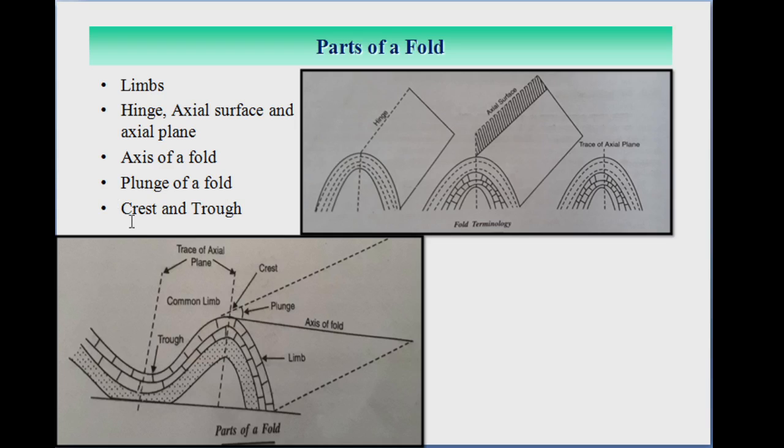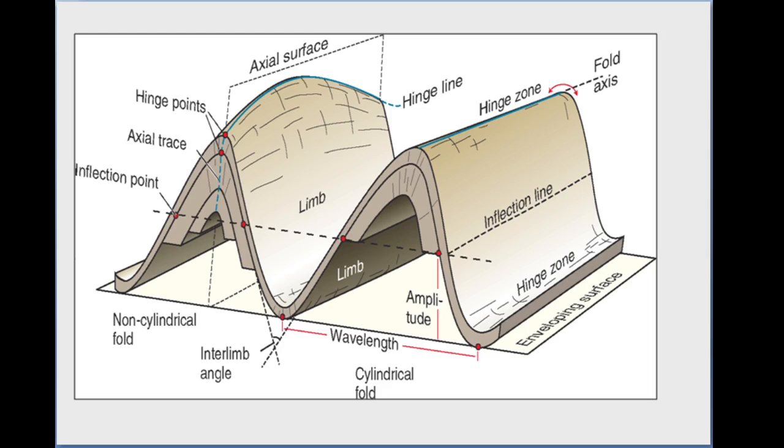And our last point is the crest and the trough. Crest means what? The highest point in an up arch fold is called a crest. So here in the figure you can see this is an up arch fold. And the line which is running to the highest point in an up arch fold is called a crest.